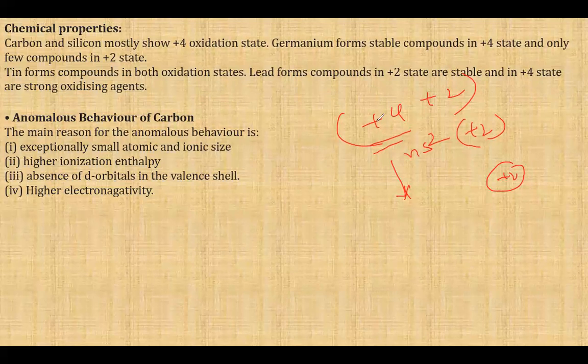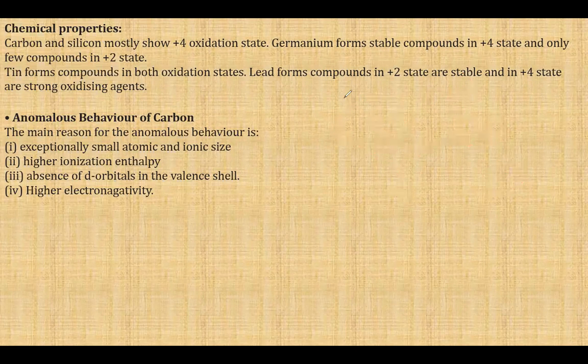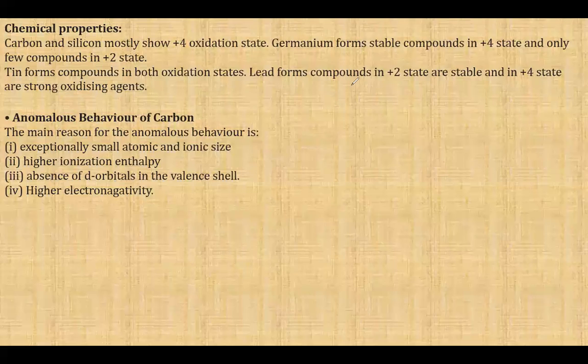And the elements which show the +4 oxidation state are oxidizing agents. And for +4 to +2, I need not explain more, because in group 13 itself you know how it varies between +3 and +1 oxidation states, as in this group also.